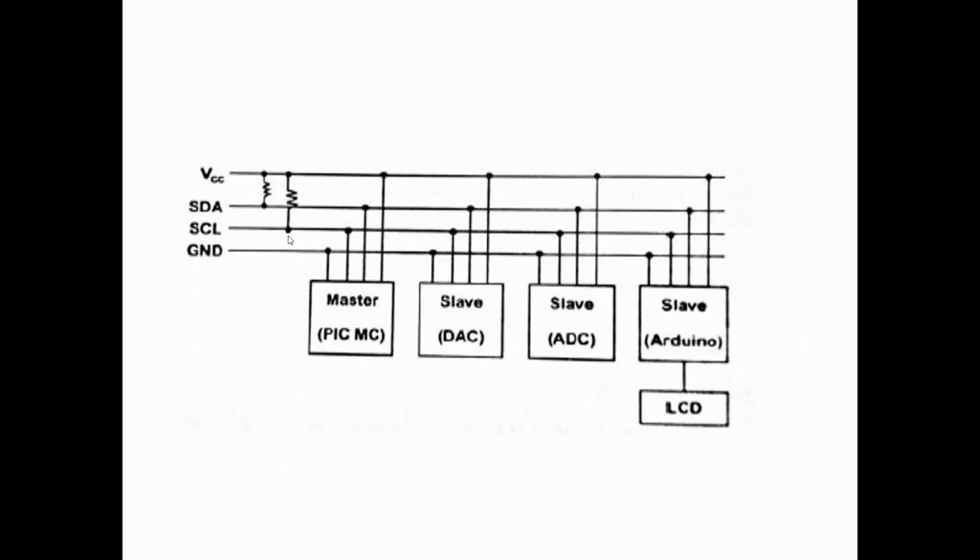I2C bus has two wires. One is serial data line and the second one is serial clock line. Each slave device has its own unique address. After sending or receiving the data, it sends an acknowledgement signal.